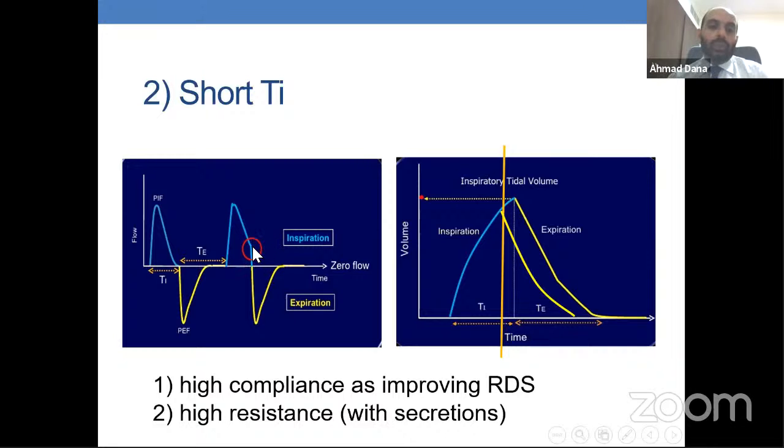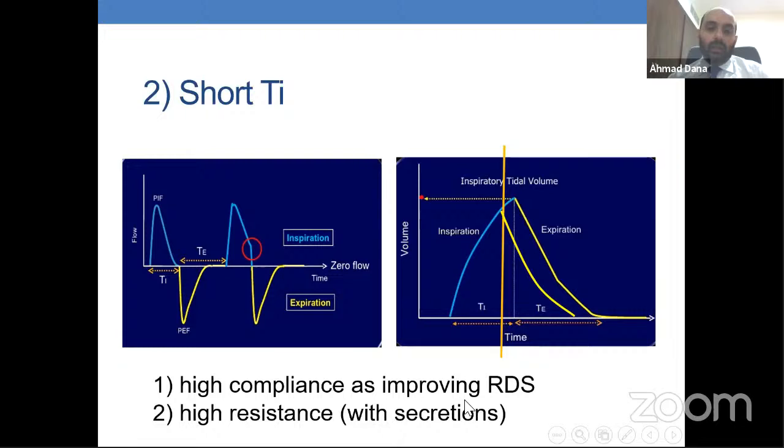So you lose volume by giving short I time. And this can be described easily from the volume time waveform. So the volume waveform, if you give proper I time, you give proper wave, you give proper volume. If you reduce the time, you easily reduce the volume.